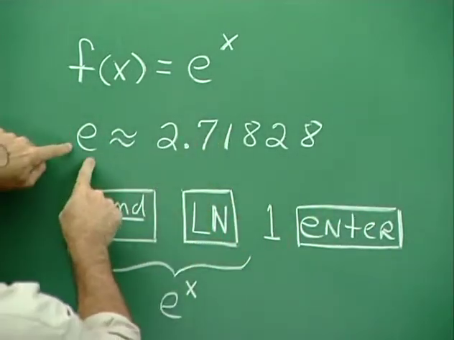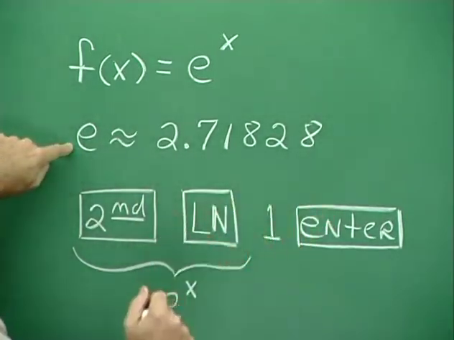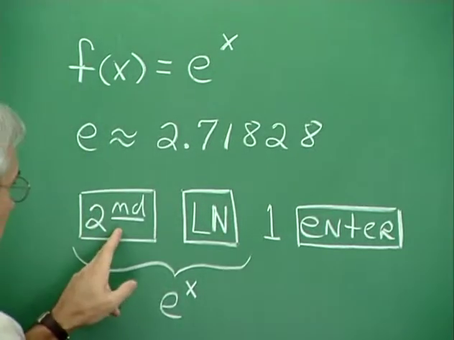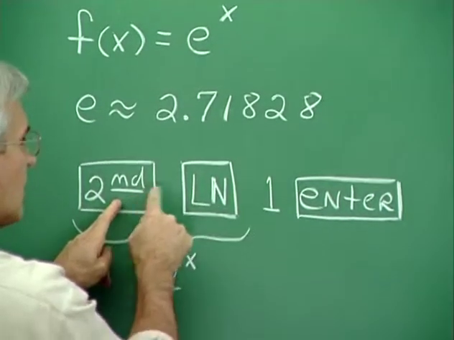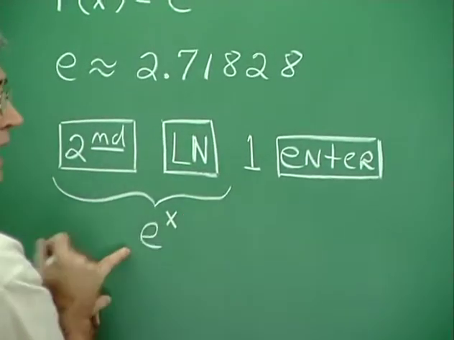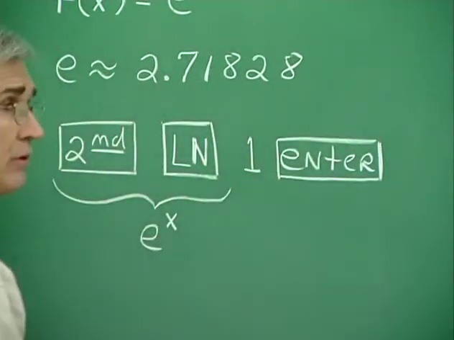At any rate, the value of e is approximately 2.71828 and so on. And in the calculator, we can find that value by doing this. Press the second button and then ln. The second function on natural log is e to the x power. And then press a 1 and press enter, and we will get its value.